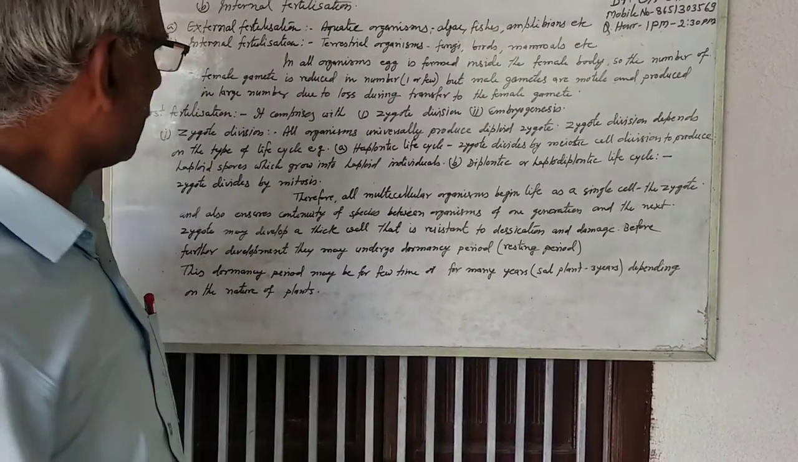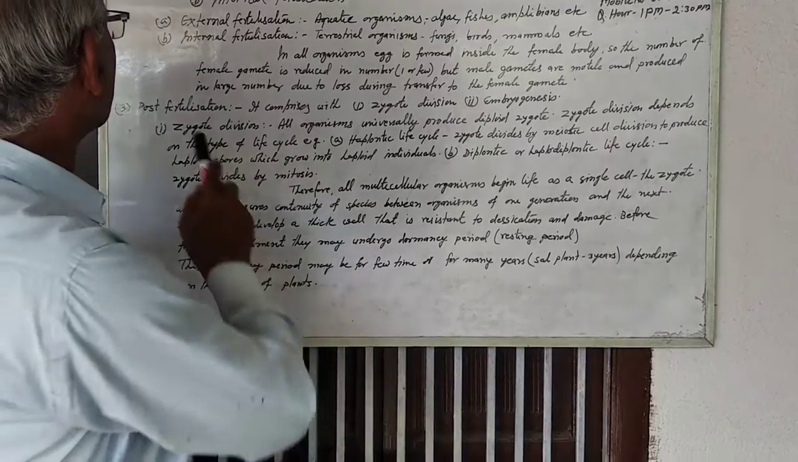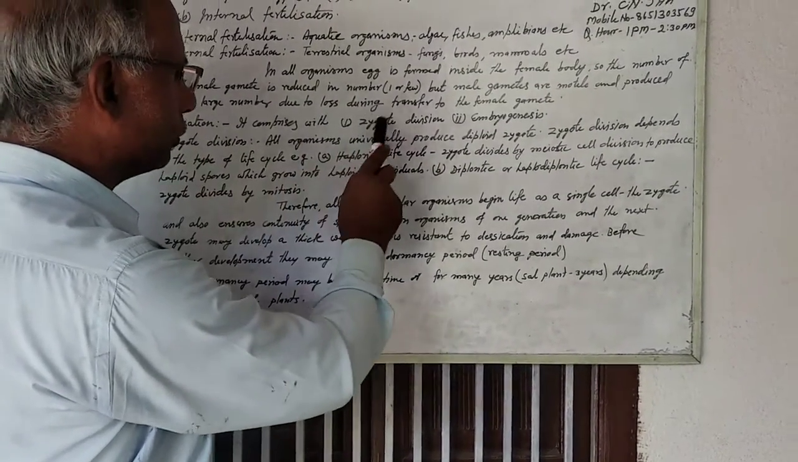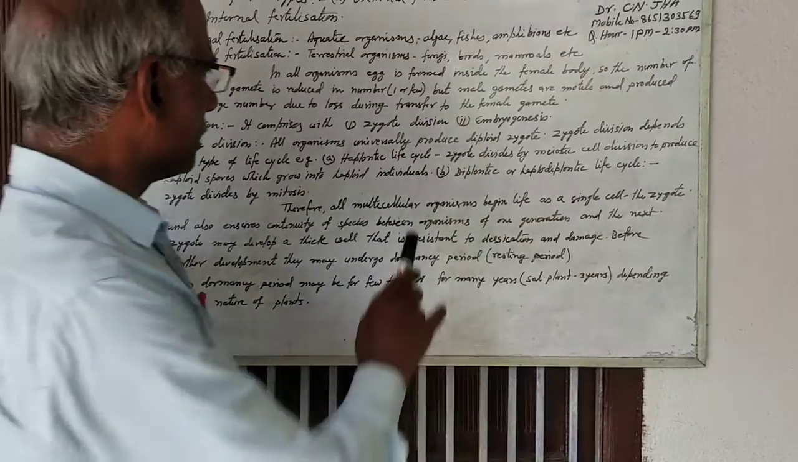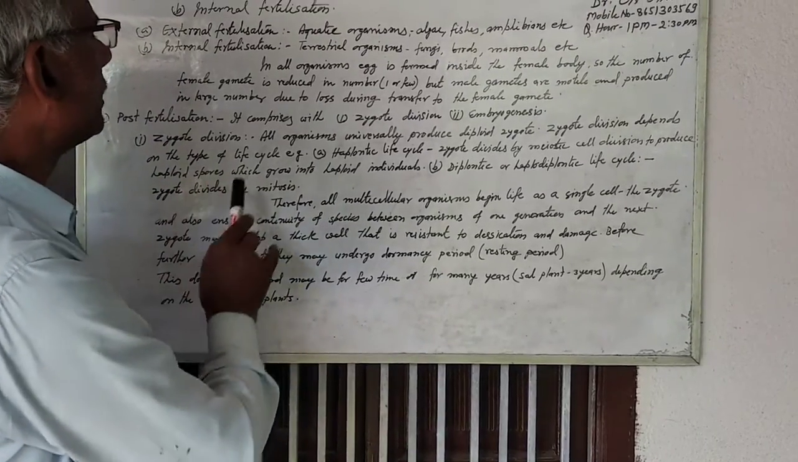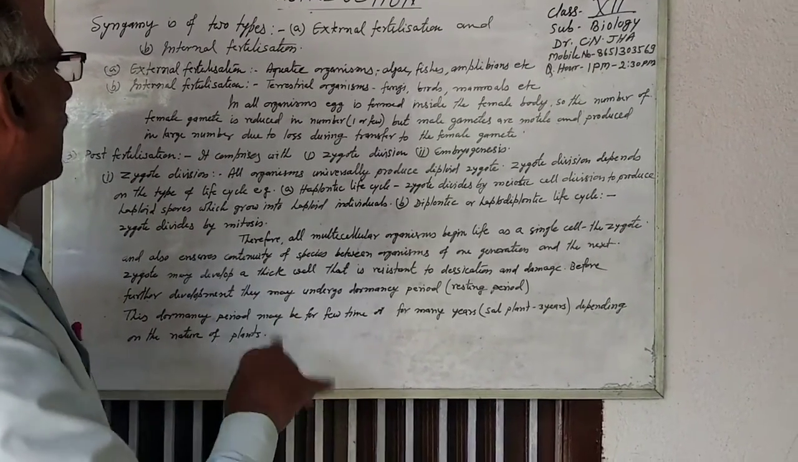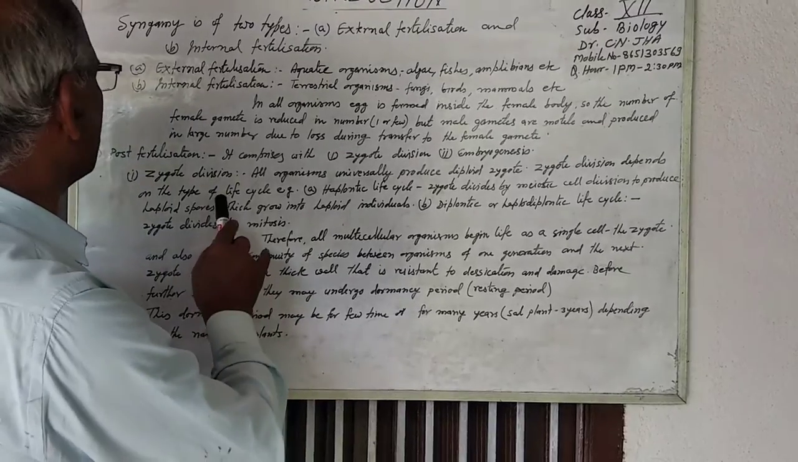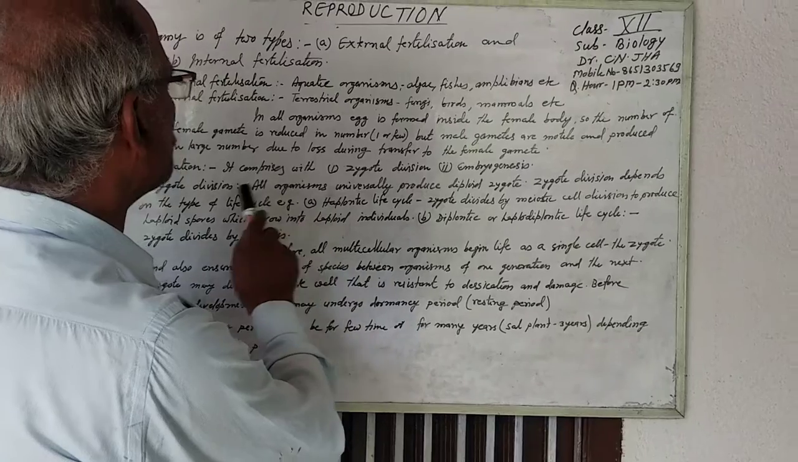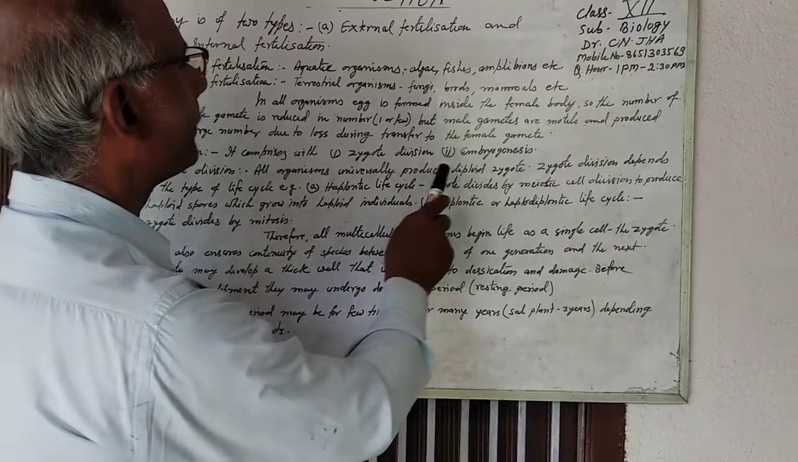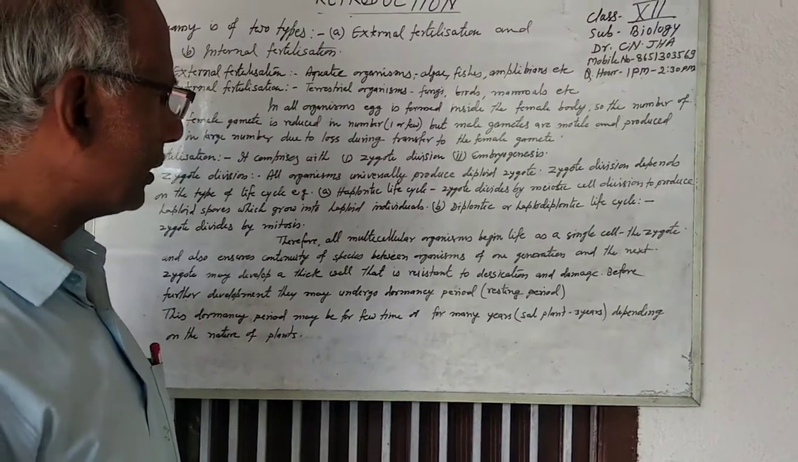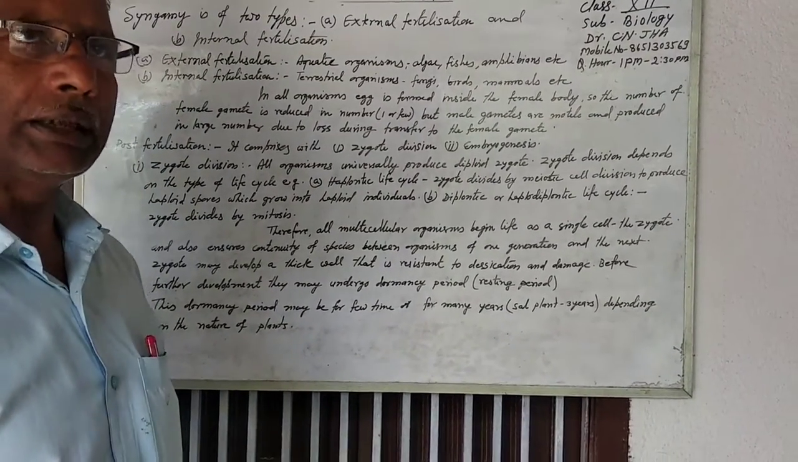And the third and last phase is post-fertilization. This post-fertilization comprises two events, zygote division and embryogenesis. Zygote division depends on the life cycle of the organism. First, all the organisms universally produce a diploid zygote, and the diploid zygote division depends on the life cycle.